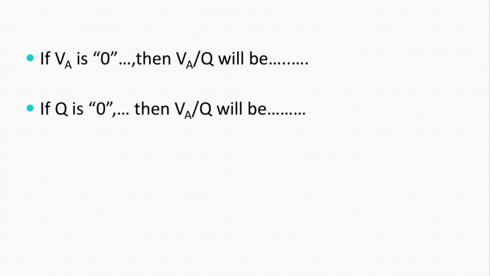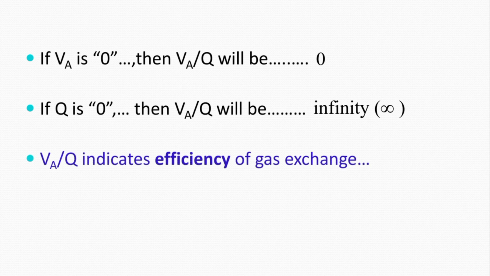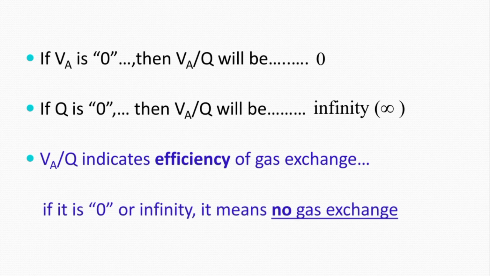Now if ventilation is 0, then putting this 0 in the ventilation perfusion ratio, that is VA over Q, it will become 0 because the numerator here is 0. But if Q is 0, then putting this Q in this ratio, the VA over Q ratio will be infinity. So what does this mean? Basically the VA over Q ratio indicates efficiency of gas exchange, and if it is 0 or infinity, in both cases it means that there is no gas exchange.